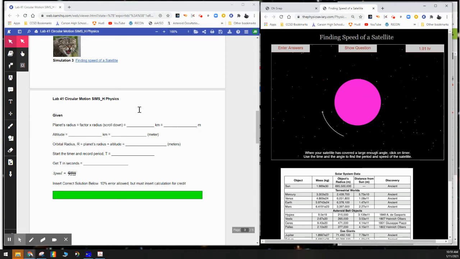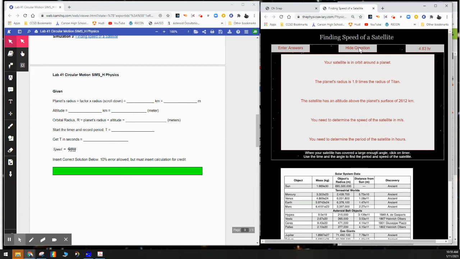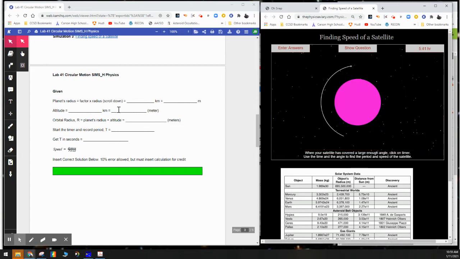So while this is going here, we can take a look at this information. It says the planet's radius is the factor times the radius. Let's show the question here. R is 1.9 and it's Titan. So we'll go back over here, and it's Titan. That's our moon that we've got here, and the factor is 1.9. So that means it's going to be 1.9 here, and we need the radius of Titan.